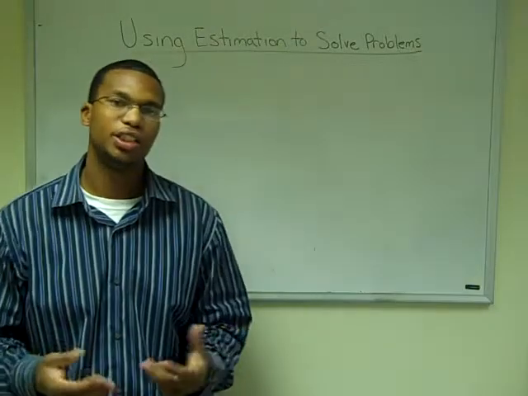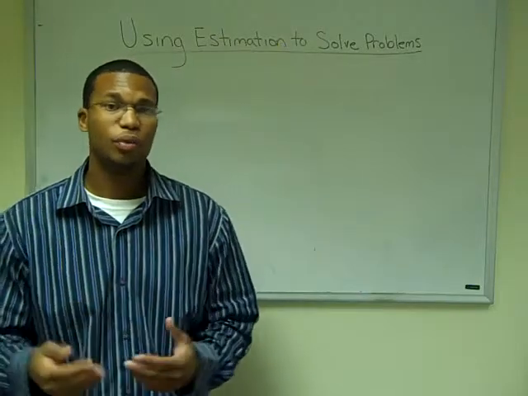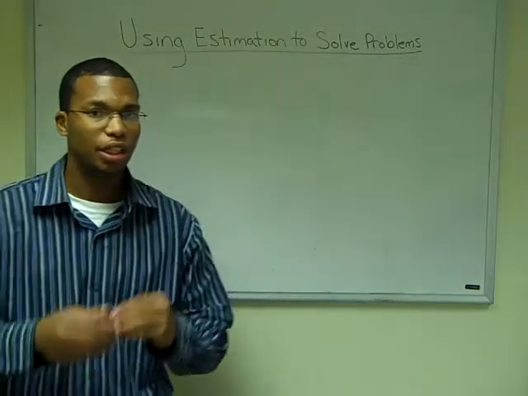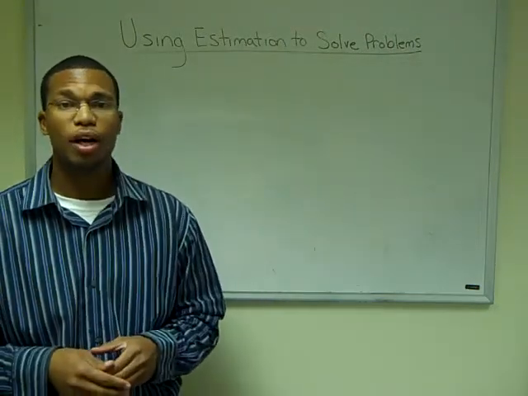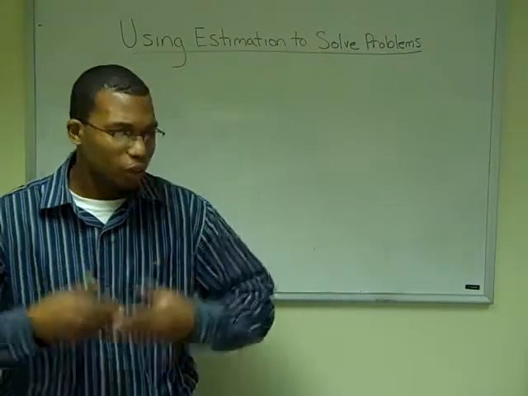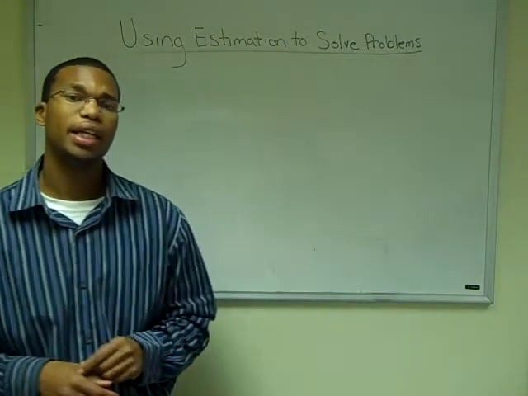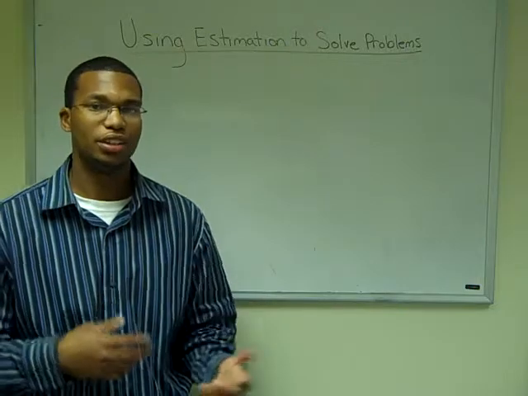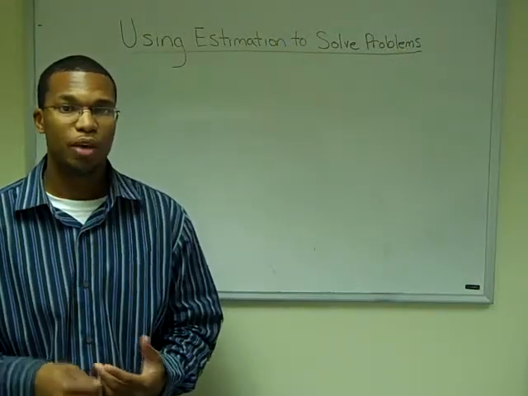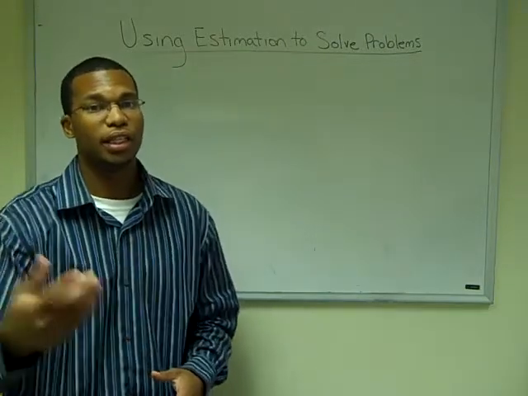Oftentimes when using estimation to solve problems, the rounding digit is relative to whatever the case of the problem may be. So for example, if we were using money, most likely we would round to the nearest hundredth, or we would round to the nearest whole number. Or say we were counting the number of students in a college institution. Well, we will most likely round to the nearest thousands. Well, in the next clips, you are going to see some story problems in which we will be using different applications of rounding to get an answer to a problem.